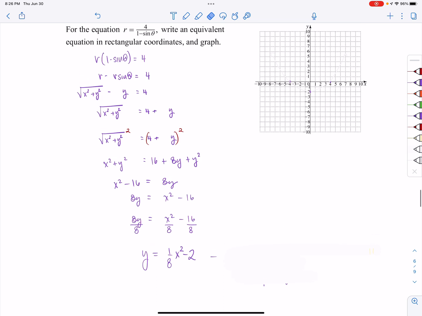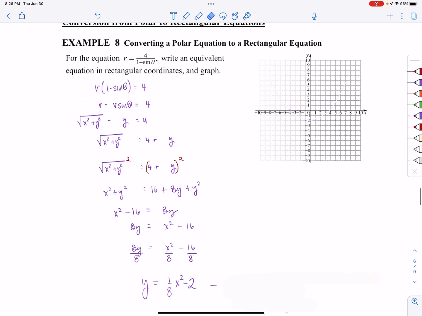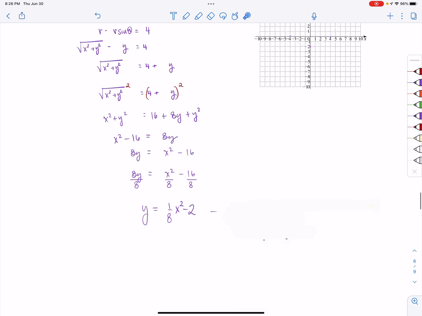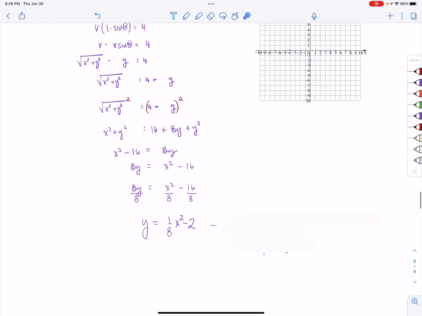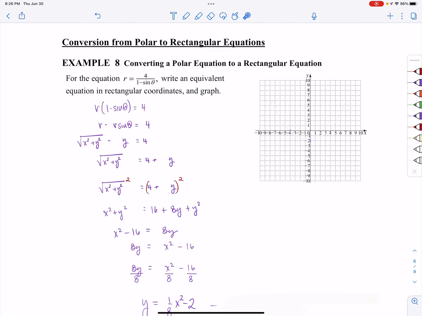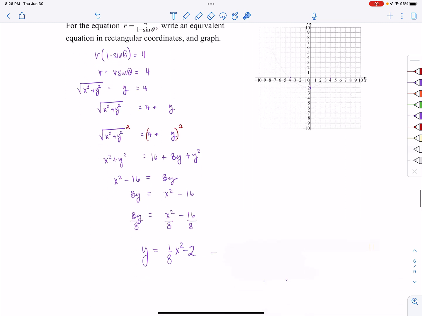minus 2. So at this point now, I've taken my polar equation, the one with r's and thetas, and I have written it as a rectangular equation. And not only that, I have simplified it as far as it will go. And we are asked to graph here. Now, which would you rather do? Would you rather graph this one, or would you rather graph this one? And we're not told, so quite frankly, it doesn't matter.